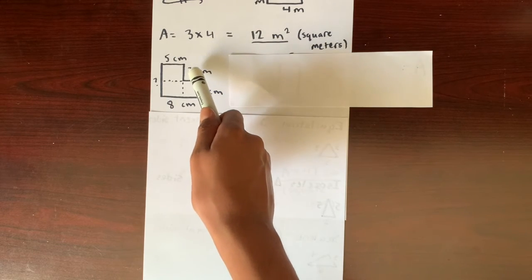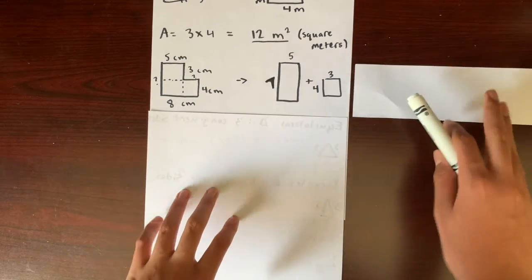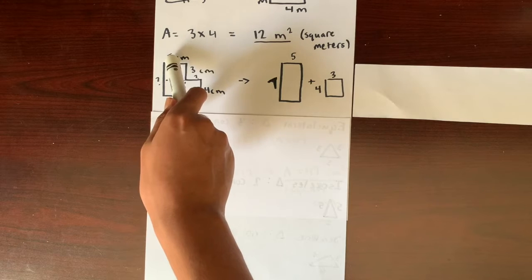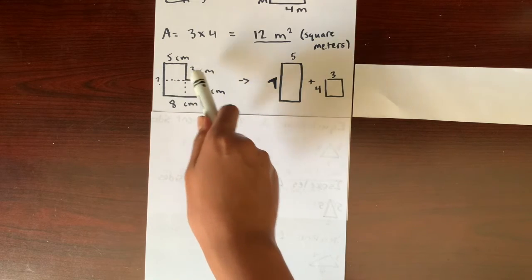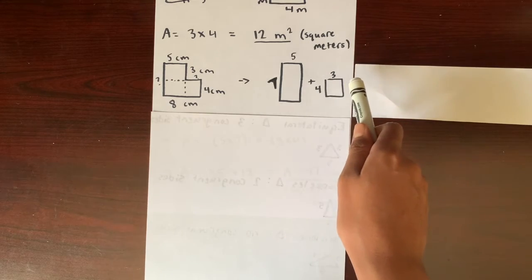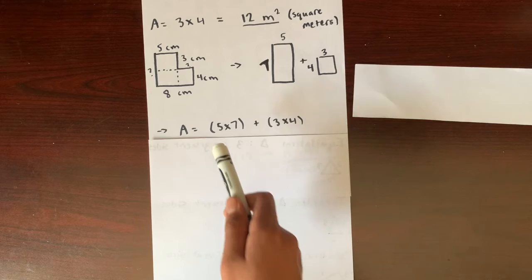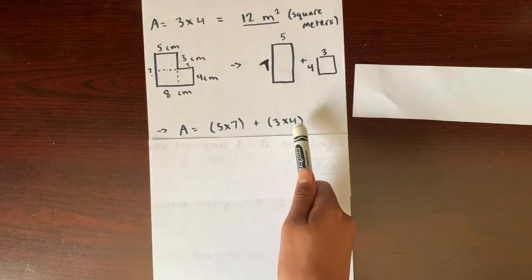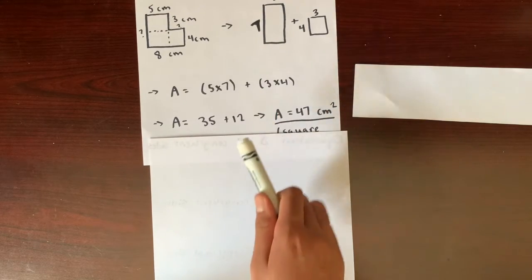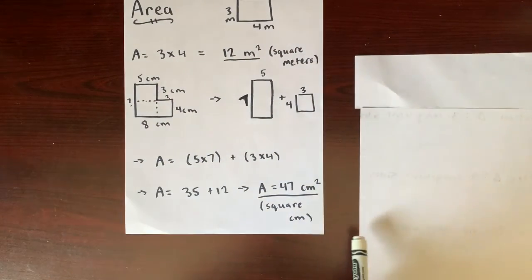So now that we know those side lengths, we can split up the rectangle like this. So here we have 7 times 5, and then here we have 4 times 3. Then we can just find the area of each of these individual rectangles and then add them up. So we have 5 times 7 plus 3 times 4 to give us a total area of 35 plus 12, which is 47 centimeters squared, or 47 square centimeters.